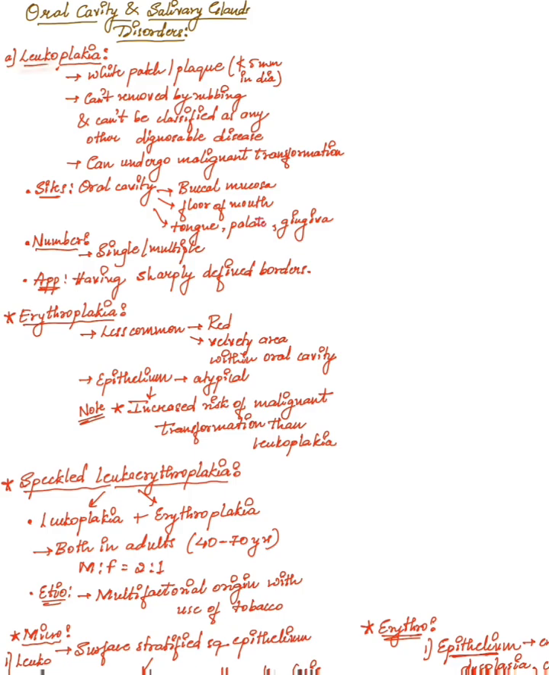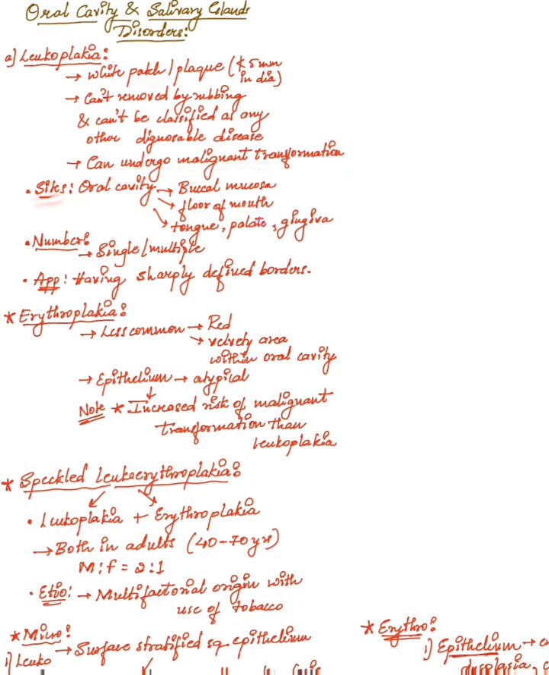So the first topic is leukoplakia. In this topic we can see that it has a white patch or plaque which is not less than 5 mm in diameter. It can't be removed by rubbing. It cannot be classified as any other diagnosable disease. It can undergo malignant transformation.